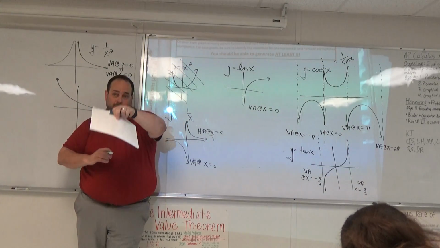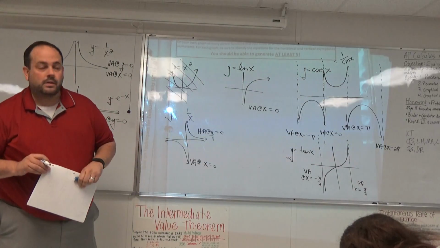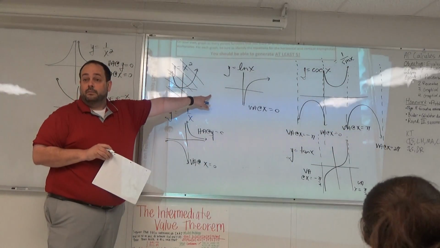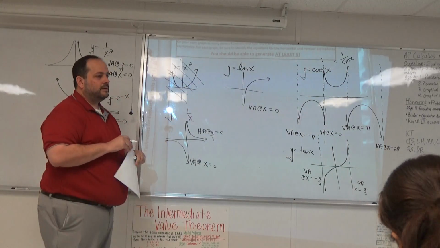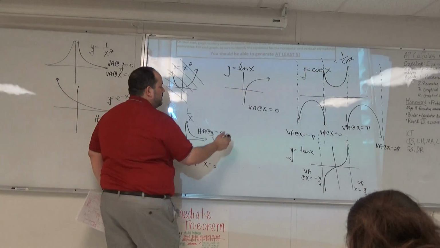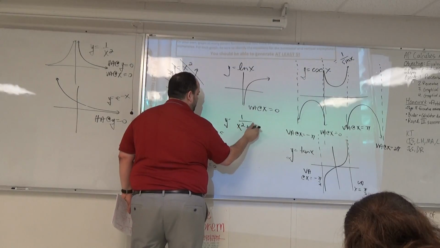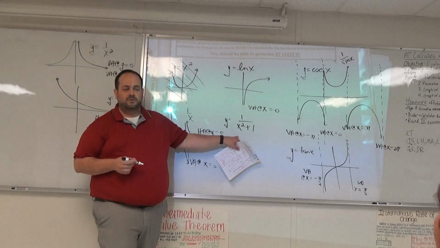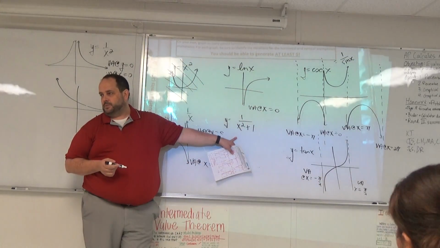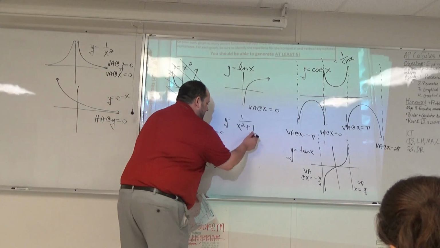Natural log, good. We've already got that one. Lewis, you got one for me? 1 over x squared minus 1. Okay, definitely. The one I want to draw your attention to, though, is going to be y equals 1 over x squared plus 1. That's the one that has the little hill.